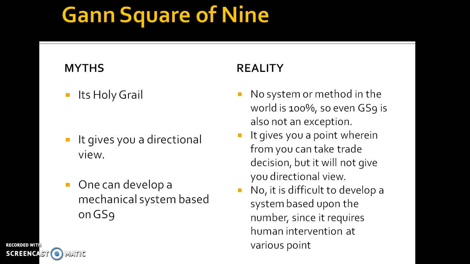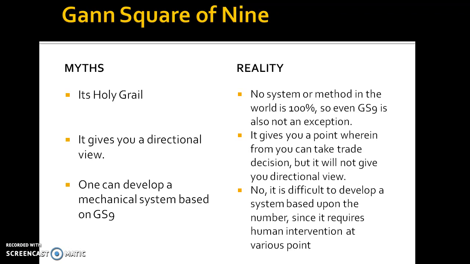So the myth is that Gann Square of 9 is a holy grail for traders. The reality is it is not. None of the systems in the market is 100% right, not even the Gann Square of 9. Even if we see the history of W.D. Gann, he made millions of rupees and he also went bankrupt, I think, twice. Right? So there are a lot of myths floating around this Gann Square of 9.